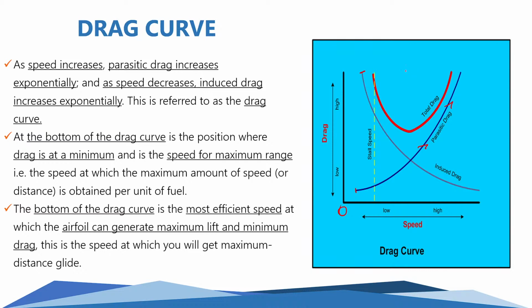And what you have here is that the lowest point of the center there, right there, that is the point where the drag is the least. It's going to be called your most efficient speed, and it's the one at which the airfoil or your wing can generate the maximum lift and the minimum drag. So this is where you get your maximum glide distance, and this is a value that's calculated by the manufacturer. They give it to you.